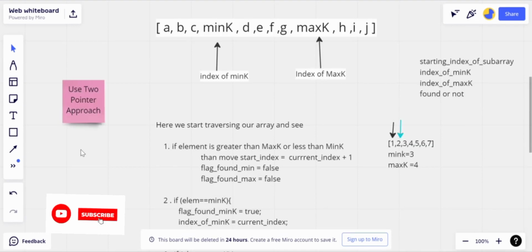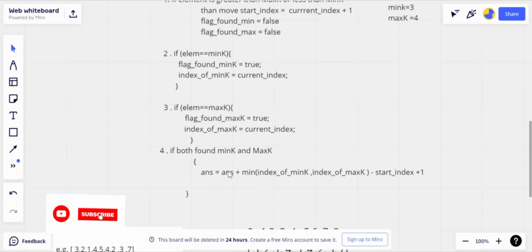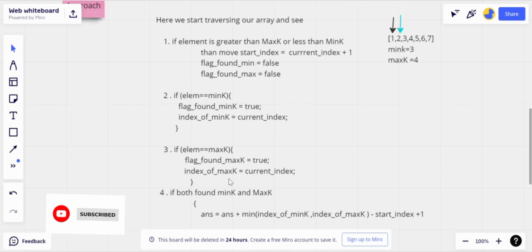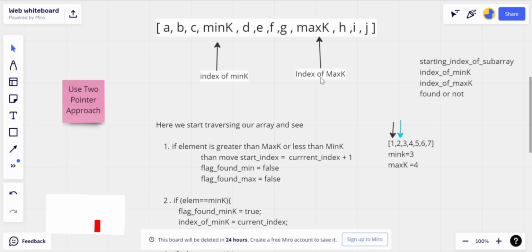Now let's see the fourth step, and this is the most important step of this question. If you understand this step, then you will definitely do this question by yourself. So what this step tells is that if you found both the elements, min k and max k, suppose you found both in these elements, and suppose your starting index of the subarray is this a, the first index, 0th index.